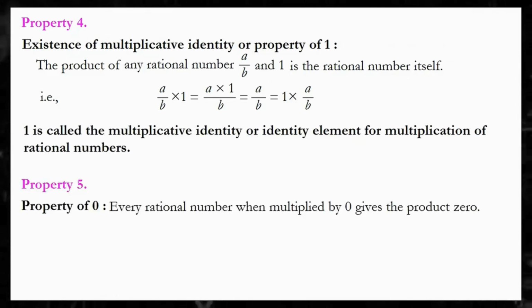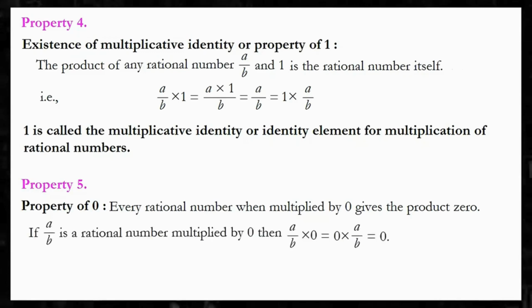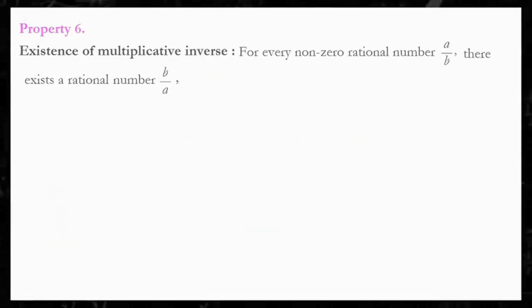Property 5. Property of 0. Every rational number when multiplied by 0 gives the product 0. If a by b is a rational number multiplied by 0, then a by b multiplied by 0 is equal to 0 multiplied by a by b, which is equal to 0.